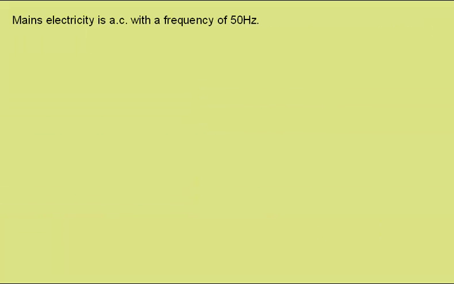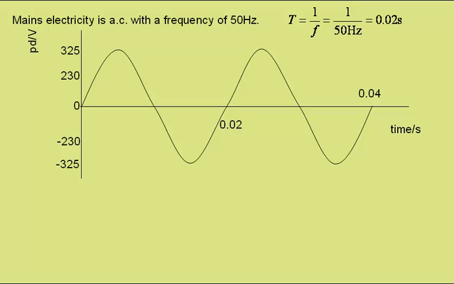Mains electricity is alternating current and has a frequency of 50 Hz. So as time period is equal to 1 over frequency, this is 1 over 50 Hz, giving a time period of 0.02 seconds. So we can plot a graph of the potential difference against time for the mains, and you see it does one complete cycle in the time period we just found of 0.02 seconds.